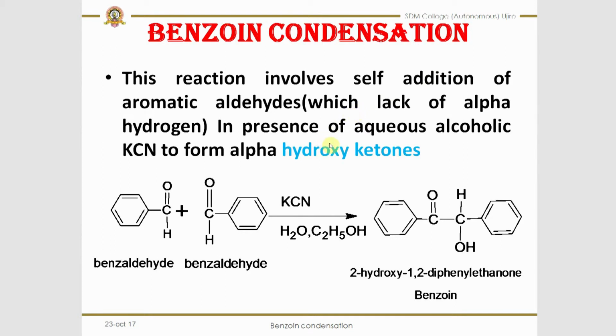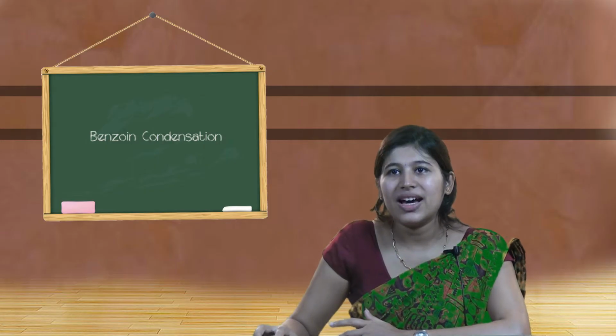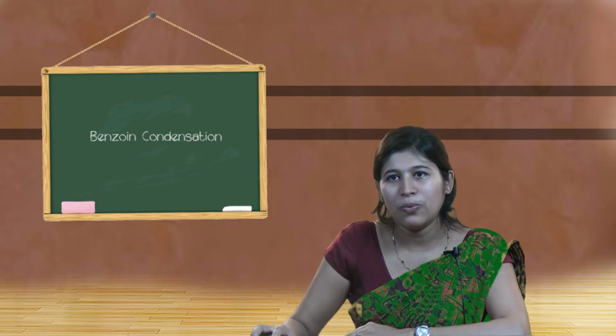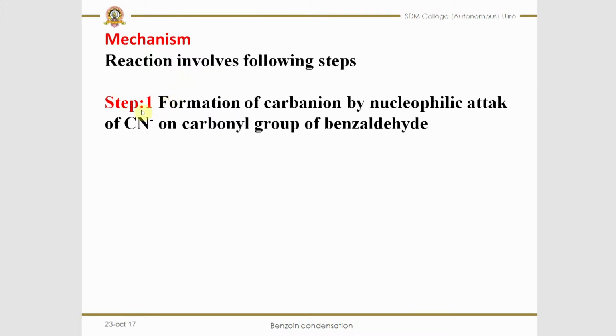Now we will see the mechanism of this reaction. The reaction involves the following steps, and we will study them one by one. There are 3 steps. In the first step, a carbanion is formed by the nucleophilic attack of cyanide on the carbonyl group of benzaldehyde. That means in the first step, generation of a carbanion takes place by the attack of the cyano group.